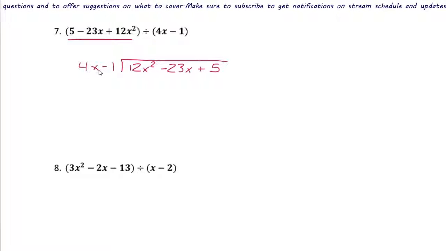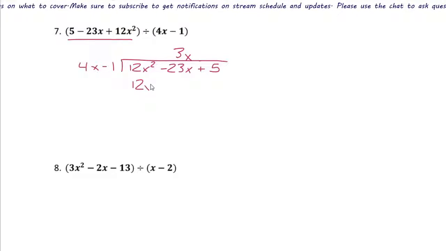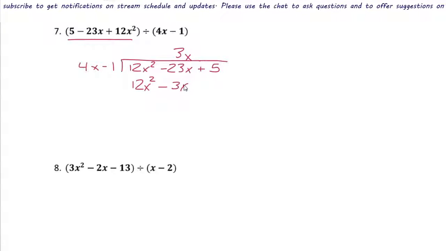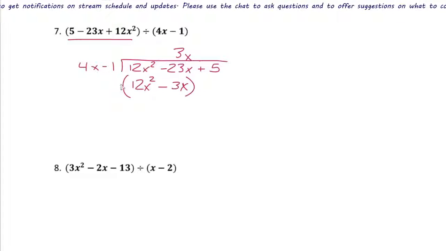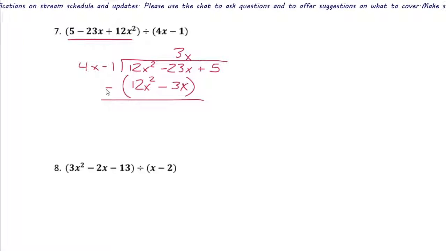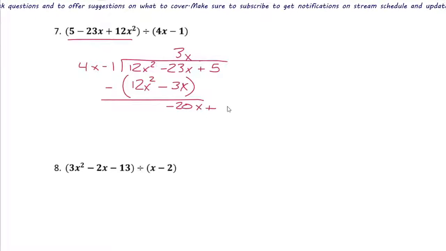So now what do I need to multiply 4x by to get to 12x squared? I need to multiply that by 3x. 3x times 4x is going to be 12x squared. 3x times negative 1 will be negative 3x. And then we're going to subtract that, so 12 minus 12 will be the 0. This will cancel out. And then negative 23x minus negative 3x, so that's a double negative. Let's make that a positive, so negative 23x plus 3x will be negative 20x, plus 5.